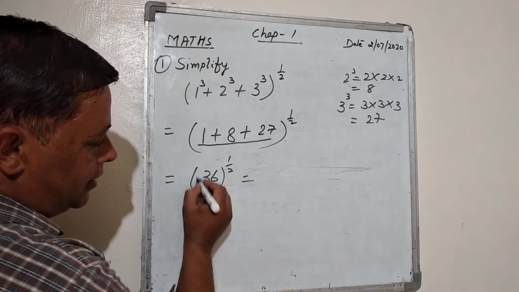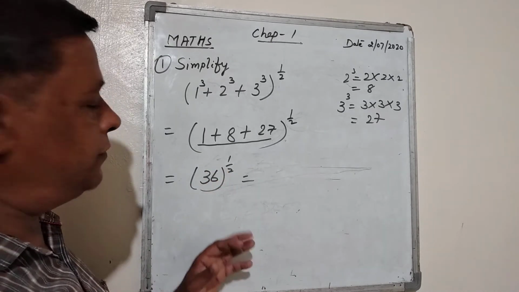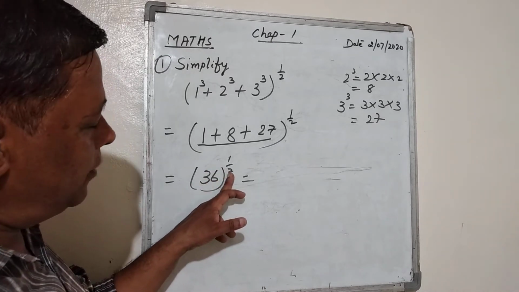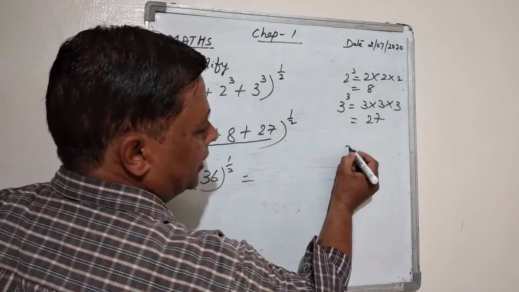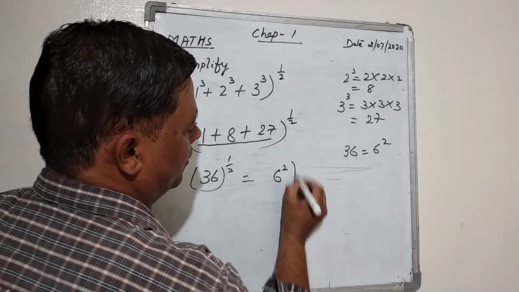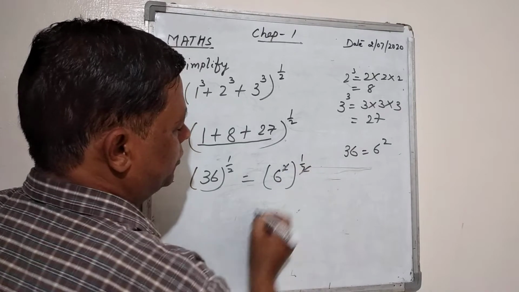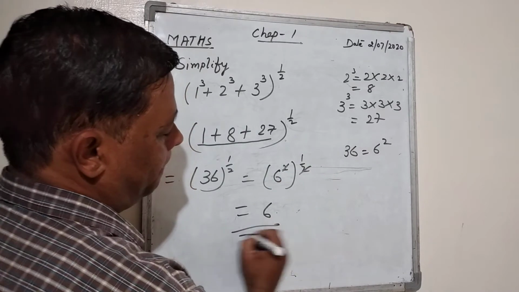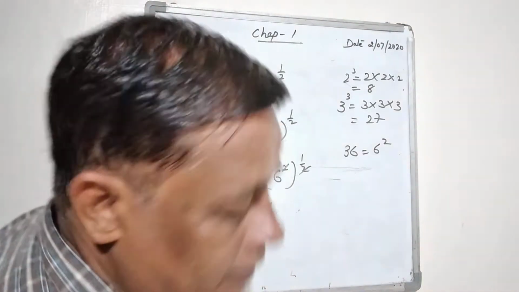Now we turn this 36 into the exponential form. So 36 can be written as 6 square. So 6 square whole power 1 by 2. 2 will cut, so the answer is 6. This way we can simplify the question.